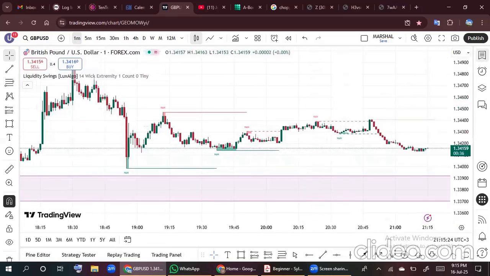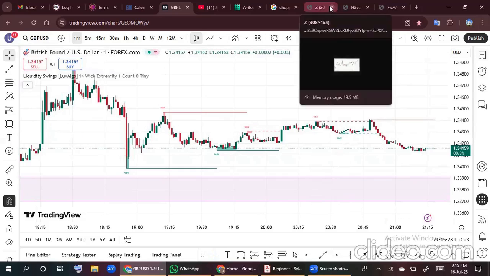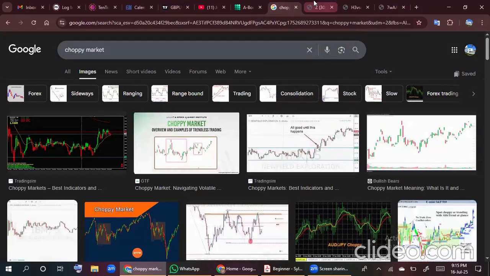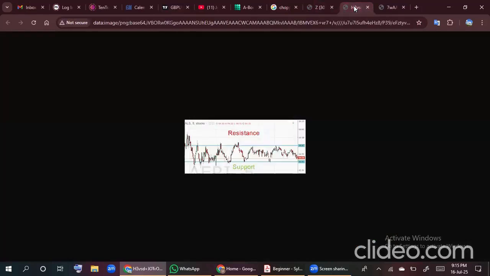Okay. Do you understand, or do you need further explanation? I think I get it better now. Those gaps make it more clear. Yes, sometimes you see gaps, sometimes you see a lot of wicks.